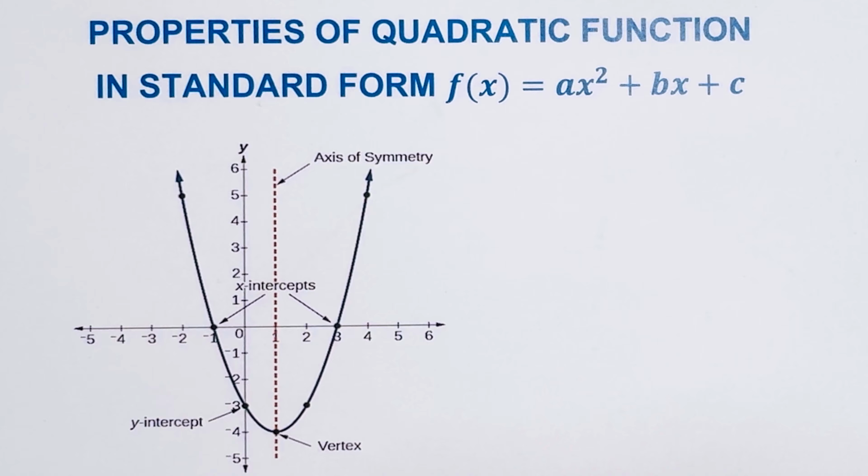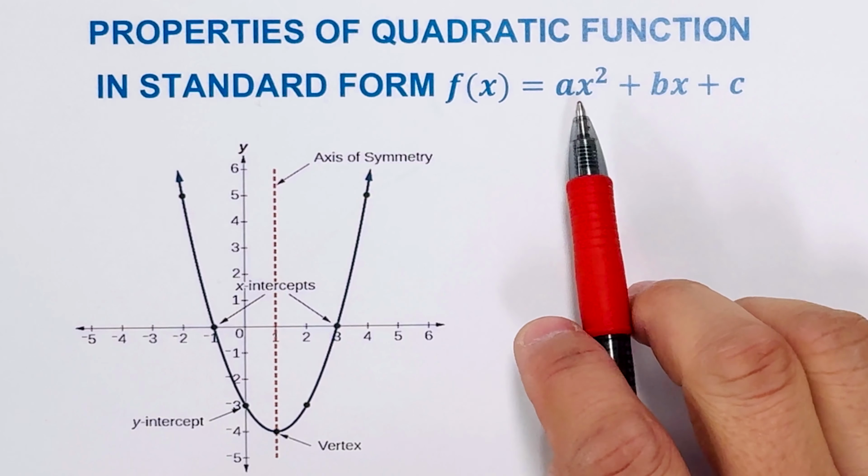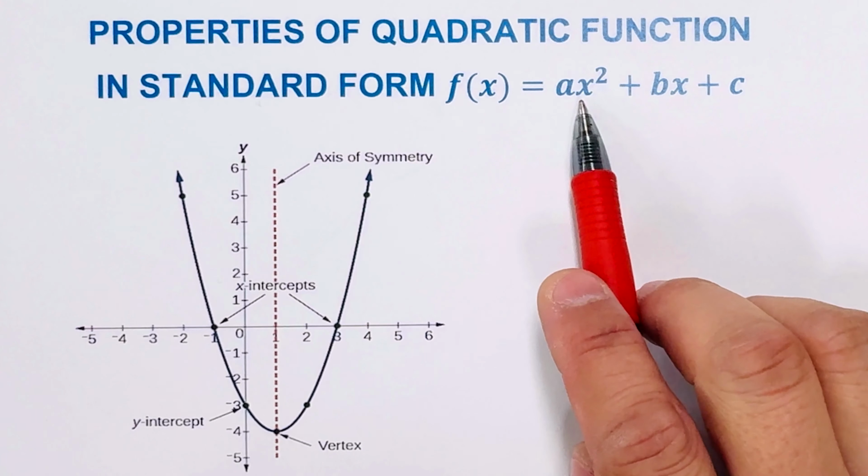Okay, so we're gonna go over the properties of quadratic function in standard form. This is a quadratic function in standard form, ax² + bx + c. The shape of a quadratic function is like a letter U. There are two possibilities: it's either going to open up, or the quadratic function could also open down. So these are the two possibilities.